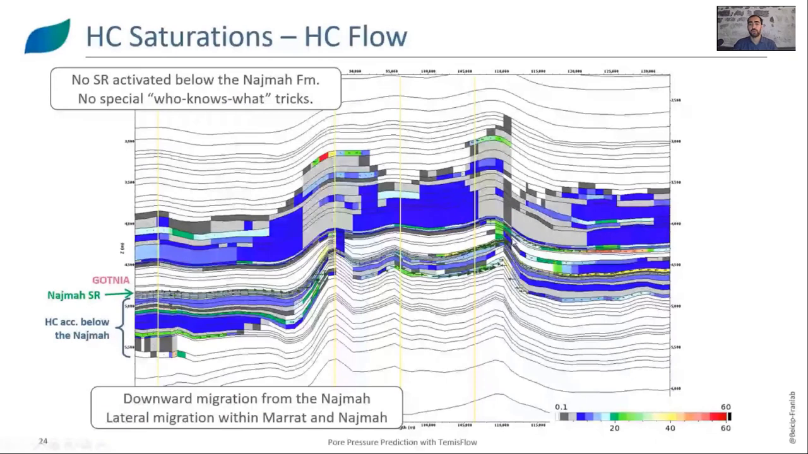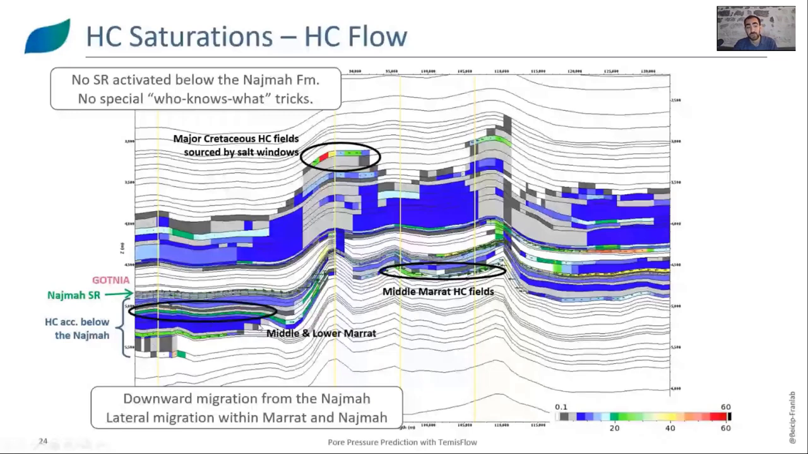In terms of hydrocarbon migration, this is what we obtain. The hydrocarbons migrate from the source rock that is here. You can see some lateral migration a little bit here, but also some accumulations underneath that migrate laterally and upwards on top of the salt. We identify 3 types of accumulations: 2 accumulations, in 2 fields I would say, in the Cretaceous area that are sourced by the salt windows; another field here, which is in the middle Marat; and some fields that are within the middle and lower Marat. From the source rock, we have some hydrocarbons present even 100 to 500 meters below the source rock. In that model, we didn't define any source rocks underneath the reservoirs. The only major source rock is this one.